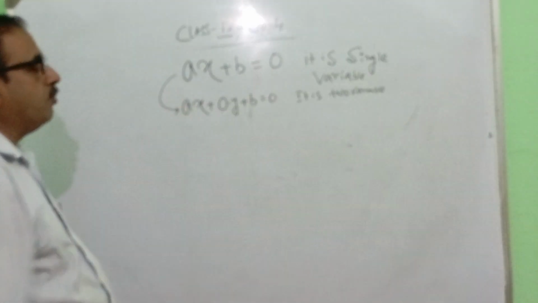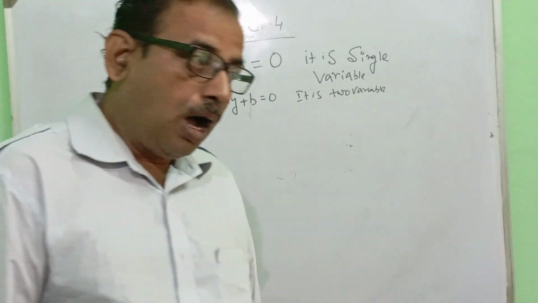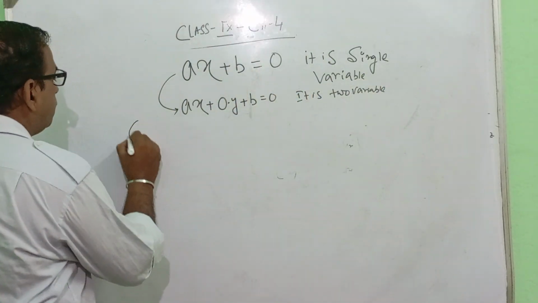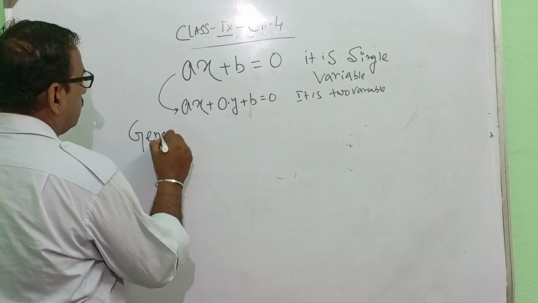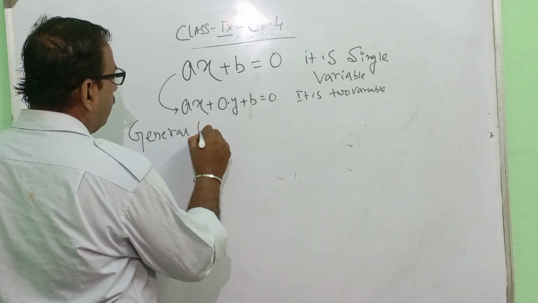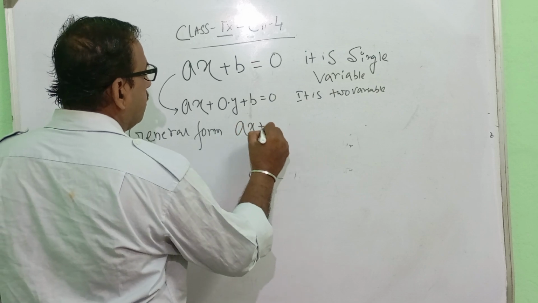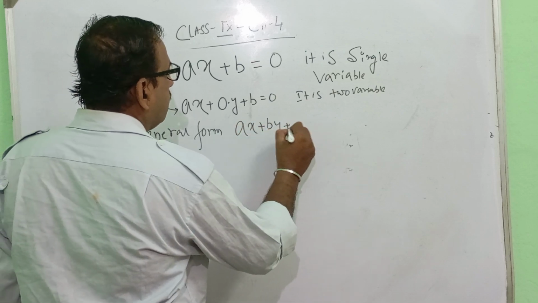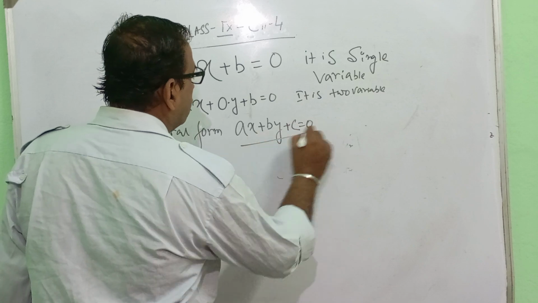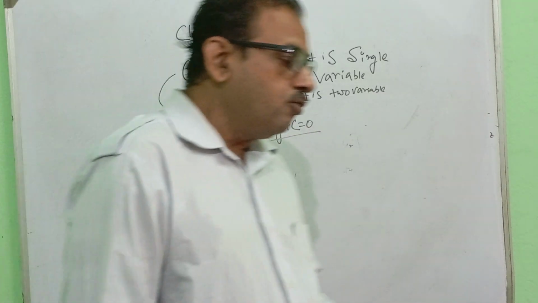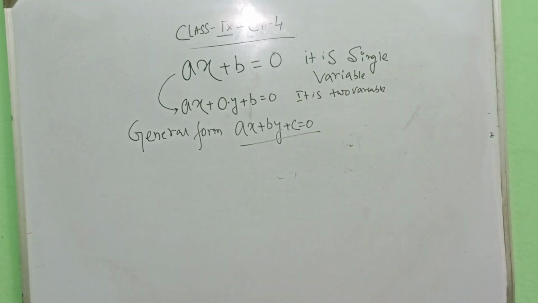But how do we write the general form? That is ax plus by plus c is equal to 0. This is the linear equation of two variables.